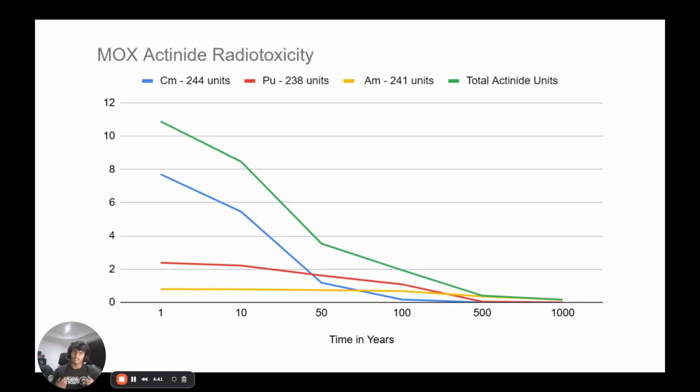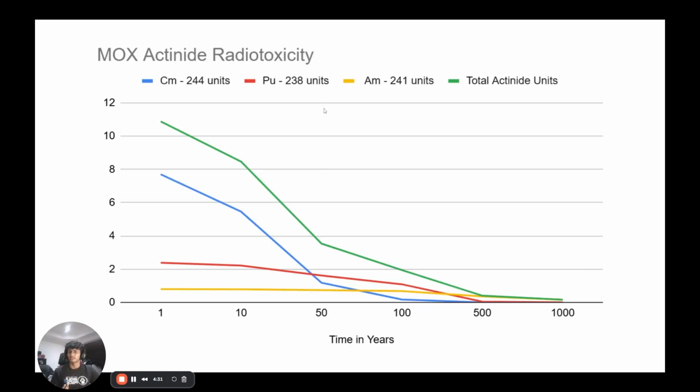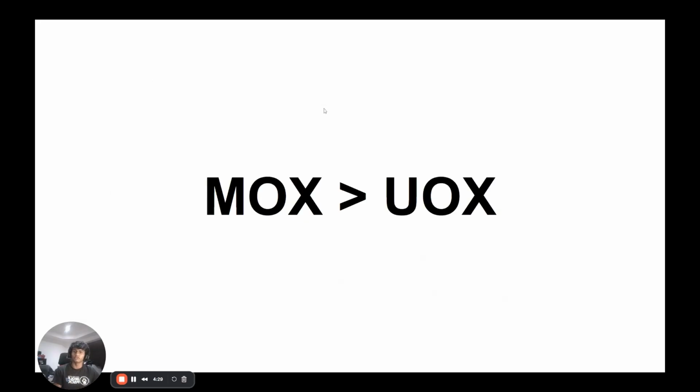However, if that radiation is worth it or not, I would probably have to say no. It is still 3 times more radioactive than UOX waste. So in my opinion, in terms of MOX versus UOX, MOX wins. And I hope that this video helps us understand that radiation in many different substances can change depending on what fuel is used.